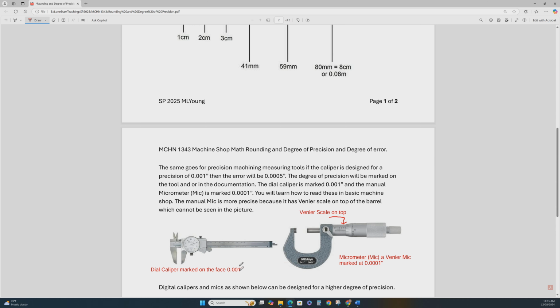And why you would spend the money for a micrometer and not get a vernier, I have no earthly idea. But they do sell them. I wouldn't buy one.